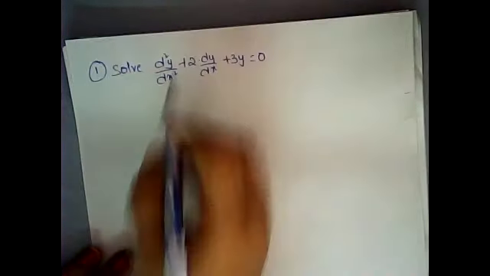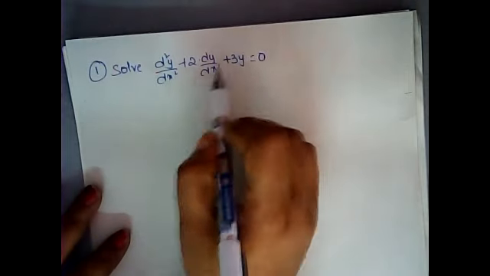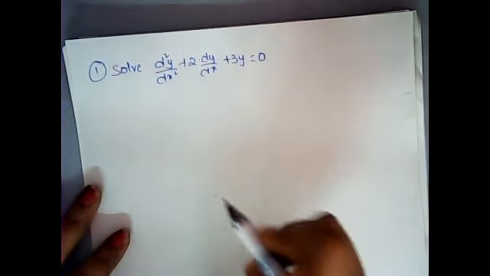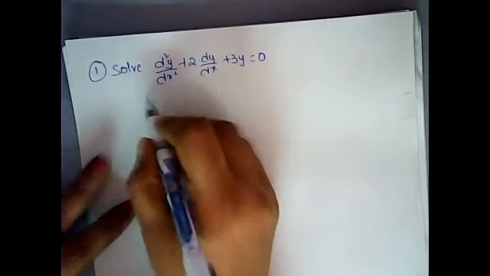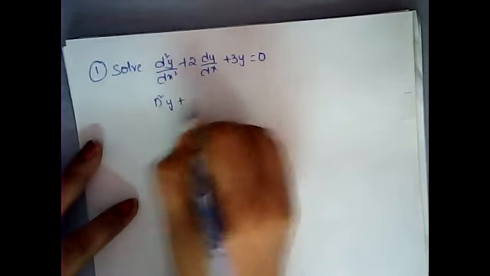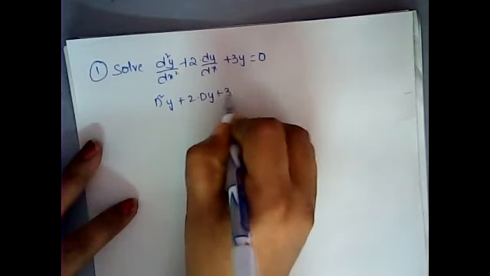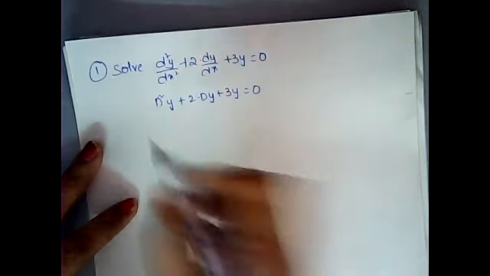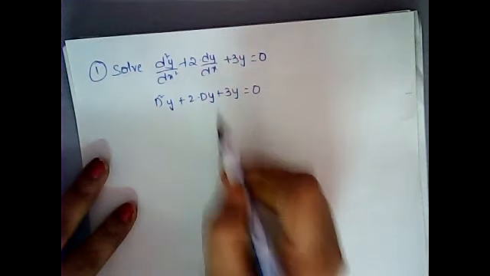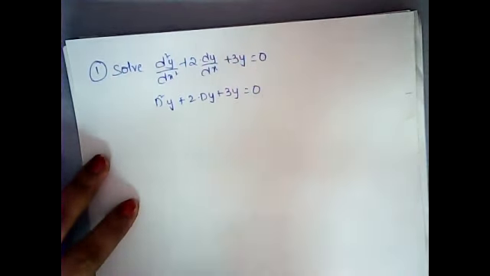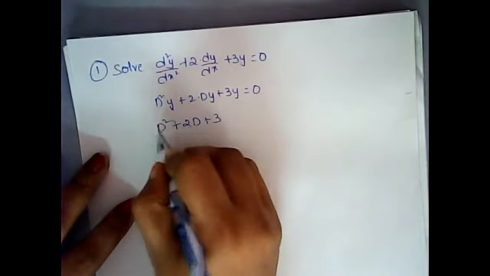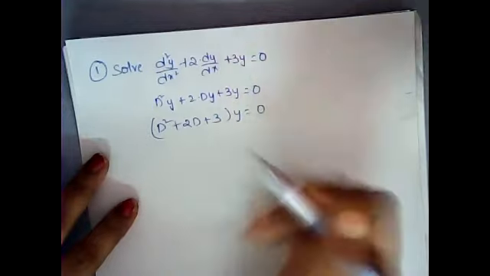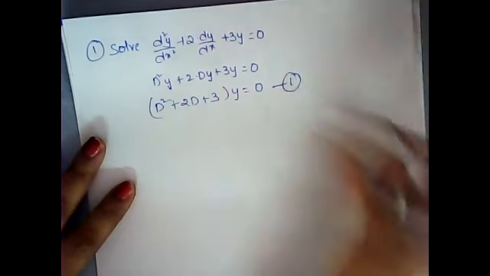Let me continue with this one. d²y/dx² + 2 dy/dx + 3y = 0. This is the equation which was given to us. Already we have reduced it to the operator form, right? The operator form is D²y + 2Dy + 3y = 0, where Q(x) is equal to 0. That's why we will get the solution as the complementary function only. So (D² + 2D + 3)y = 0. Let me take it as equation 1.